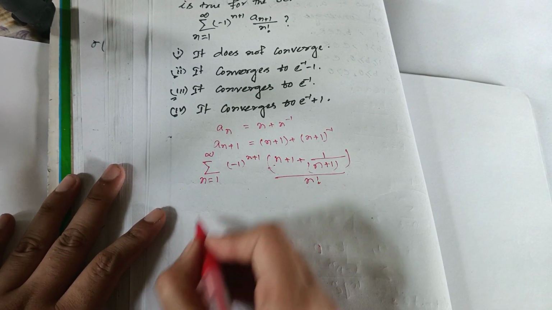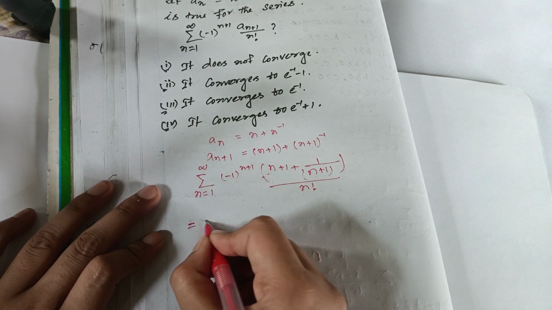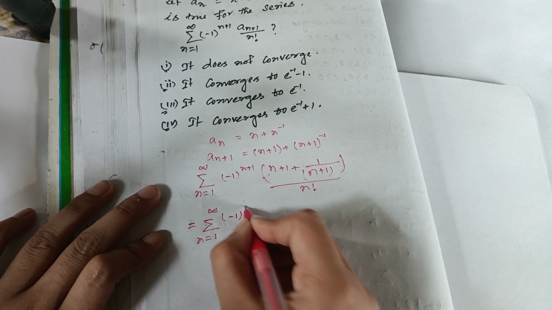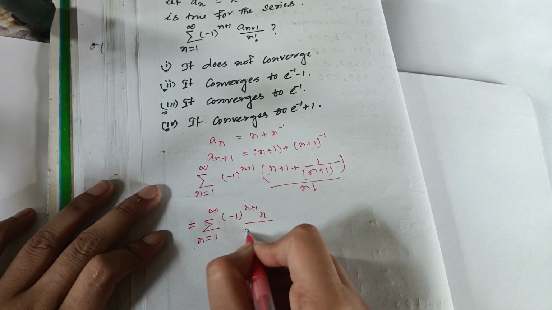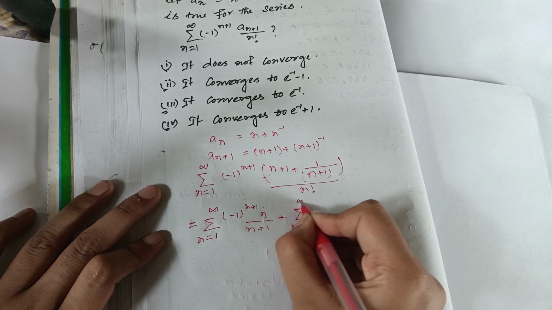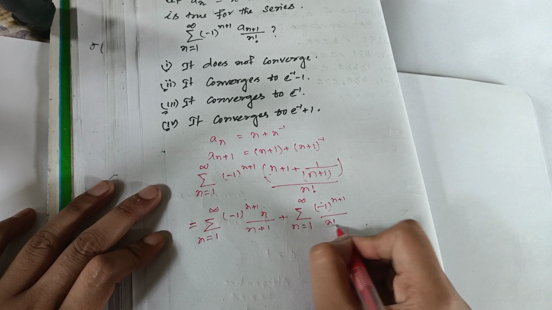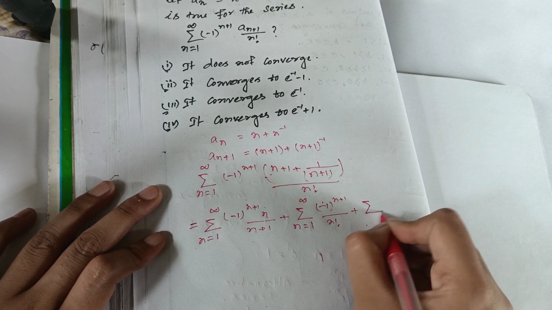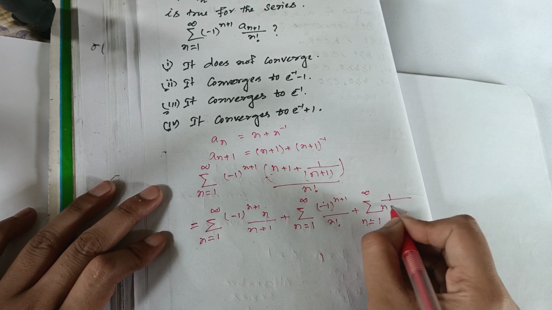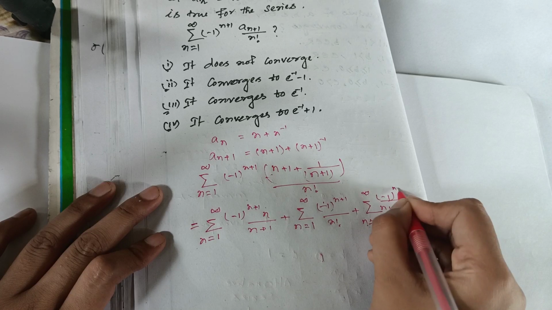Now this problem we can distribute. This is the sum of the values. We get summation of n equals 1 to infinity of (-1) to the power n plus 1 times n by n plus 1, plus summation of n equals 1 to infinity of (-1) to the power n plus 1 by n factorial, plus summation of n equals 1 to infinity of 1 by n factorial times (n plus 1). We can write this (-1) to the power n plus 1.